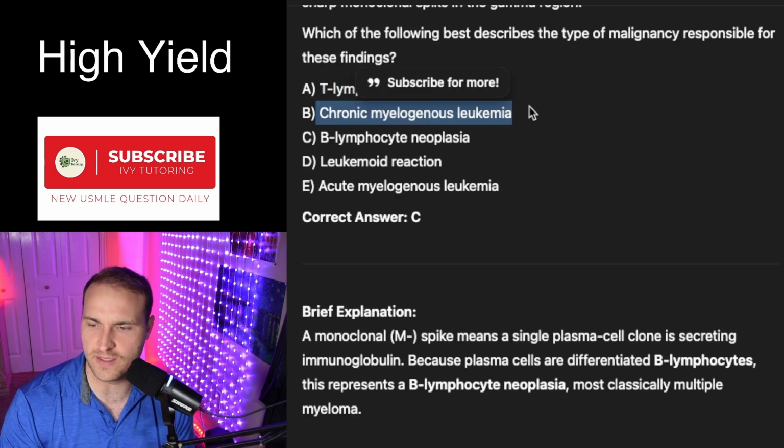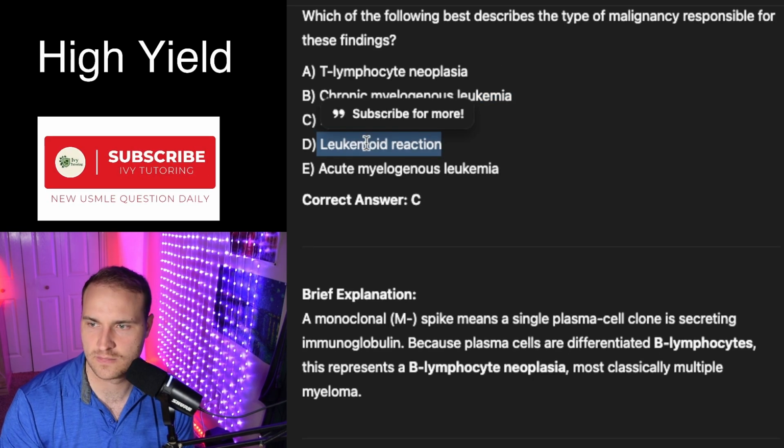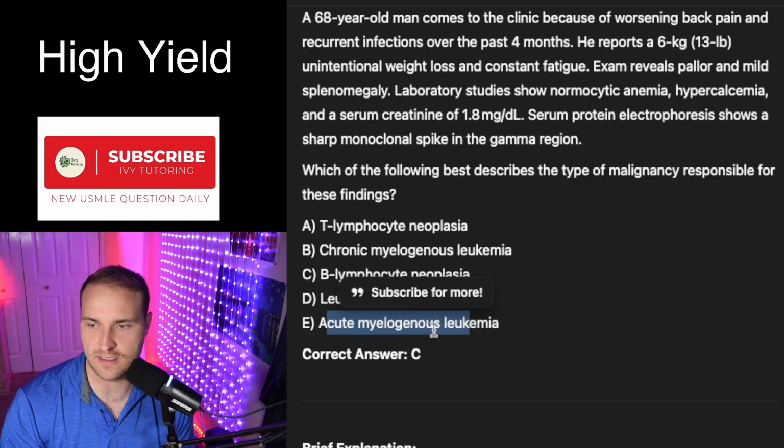Chronic myelogenous leukemia, that's CML. The myeloid lineage would have your Philadelphia chromosome, not your plasma cells. A leukemoid reaction would have reactive leukocytosis, and you wouldn't see monoclonal proteins. And AML, that's not B cells at all, that's your myelogenous precursors. So this is definitely B cells.